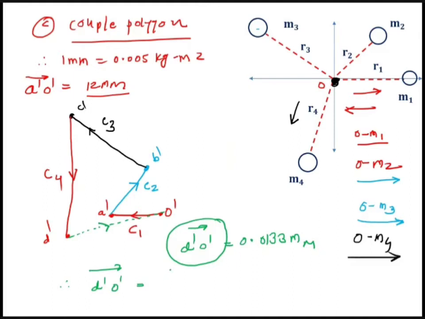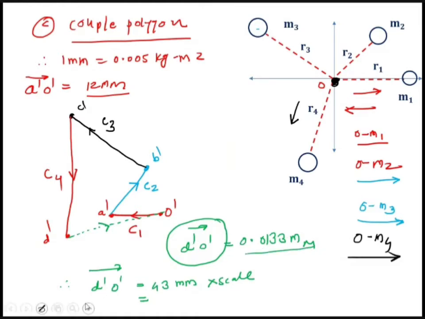How much am I getting? I am getting 43 mm after measuring, and this 43 mm is multiplied by the scale. What is the scale? The scale is nothing but 0.05, right? I hope you have understood this. Now, what is this vector D dash O dash? It indicates a balancing couple 0.013 mm.